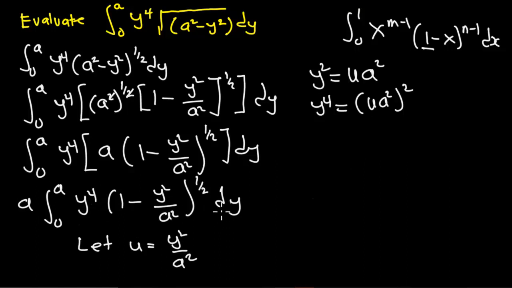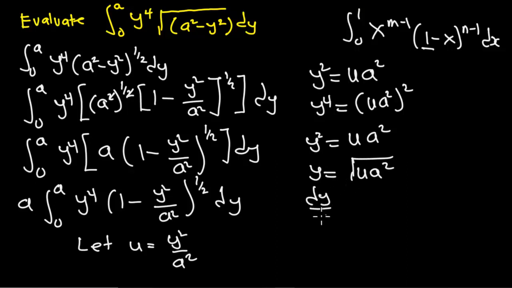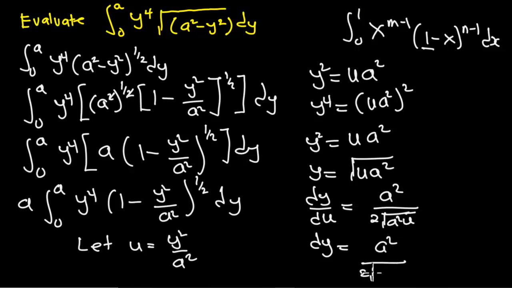Now we need to change dy also into du. From here, when we make y squared the subject, y squared is equal to u times a squared. Now y will be equal to the square root of u times a squared. And now dy du will be equal to a squared over 2 times the square root of a squared u. So when we make dy the subject, we are going to have dy equal to a squared over 2 times the square root of a squared u du.